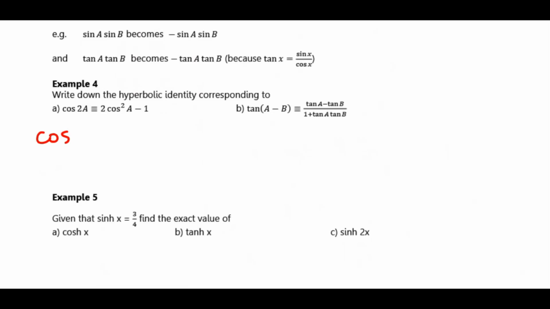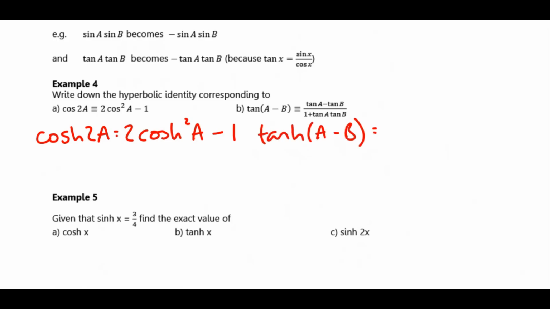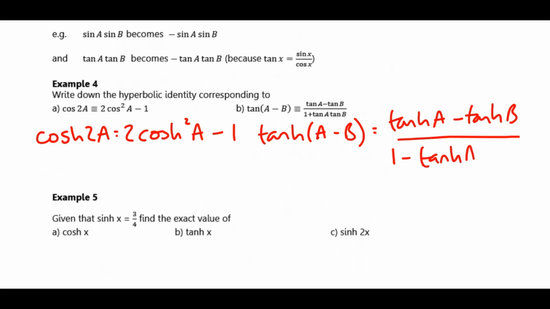So for cos 2a, we can write that as cosh 2a equals 2 cosh squared a minus 1. Nothing changes here because there's no sine in it. It's all in terms of cos, so we just add an h into it. For tan, so tan a minus b. On the top of this, there's no product of tans or sines, so that stays the same. But the sign on the bottom is going to change, because on the bottom of this, we have a product of tan. So that plus changes to a minus.